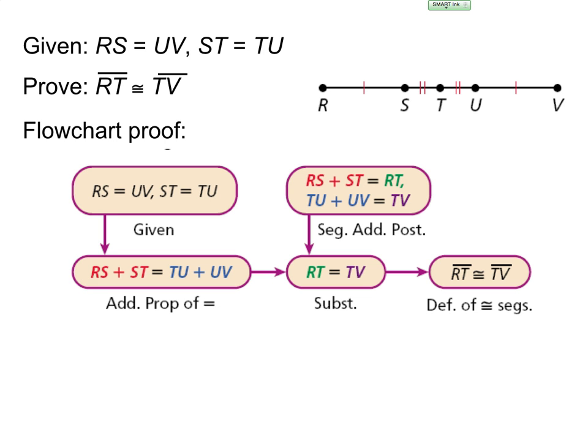And notice there's two arrows now that come together. That one and that one, those ideas together by substitution property of equality, abbreviated here, to come up with RT equals TV. We'll come back and look at that one when you're done writing. Then the last idea is, that means that segment RT is congruent to segment TV, definition of congruent segments.